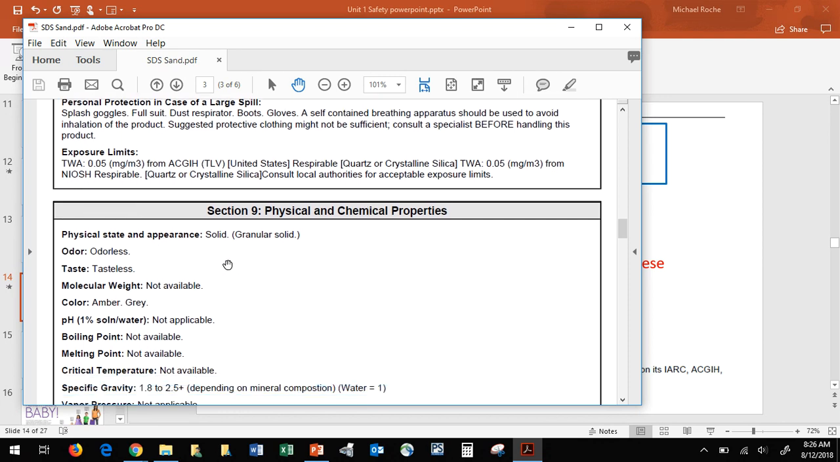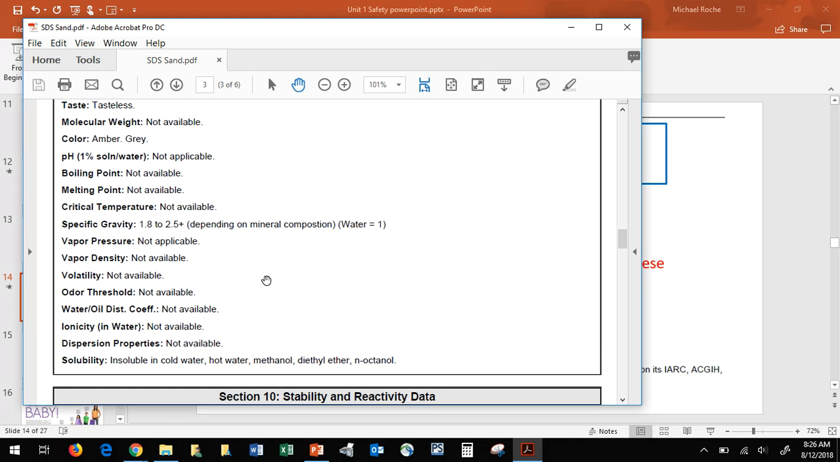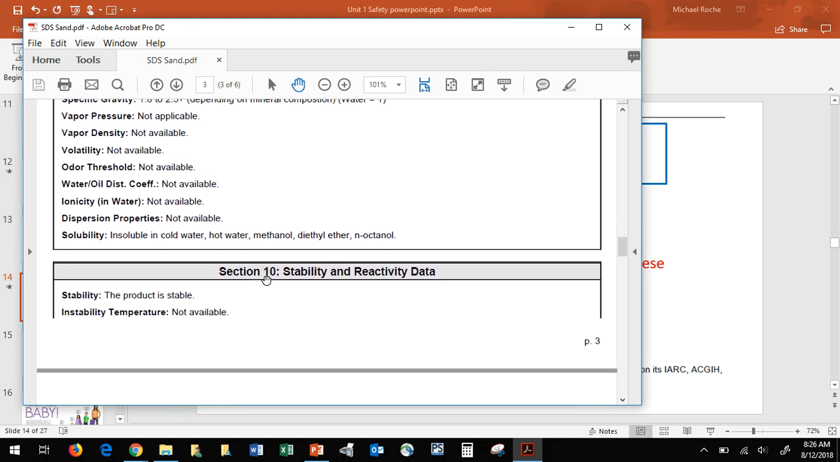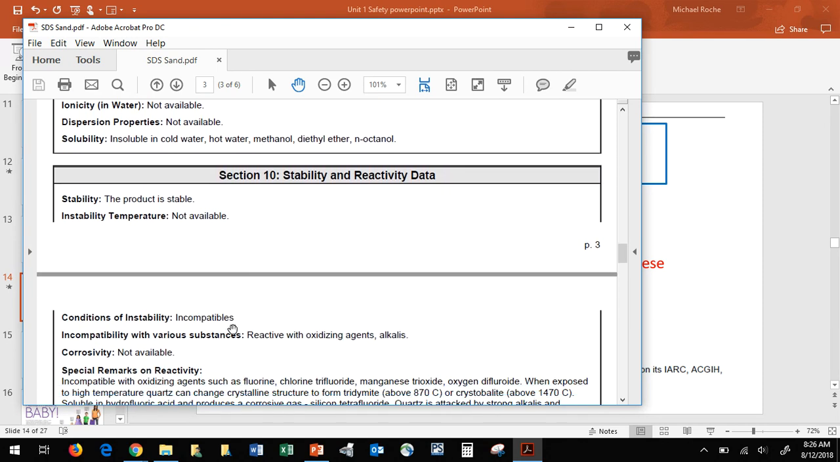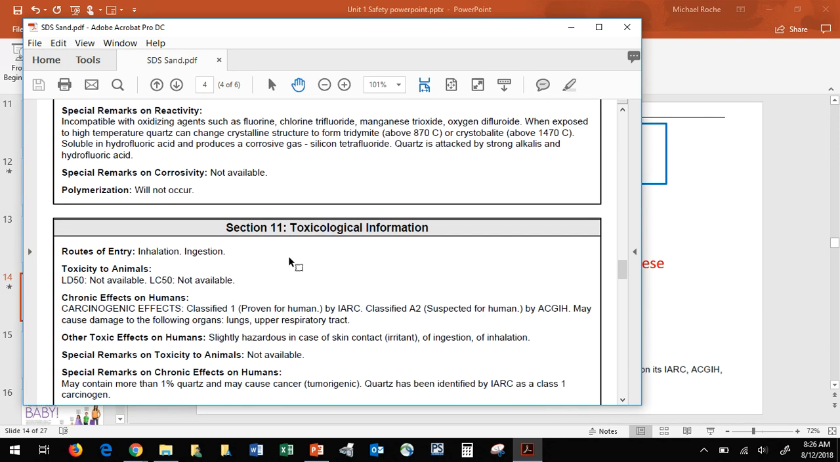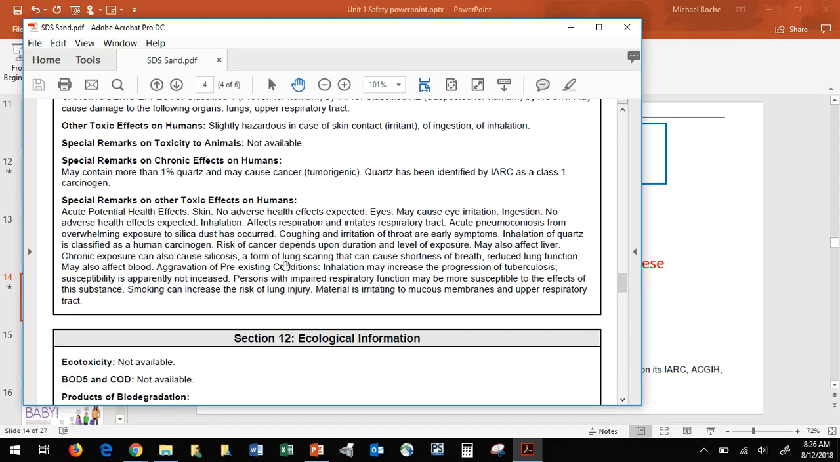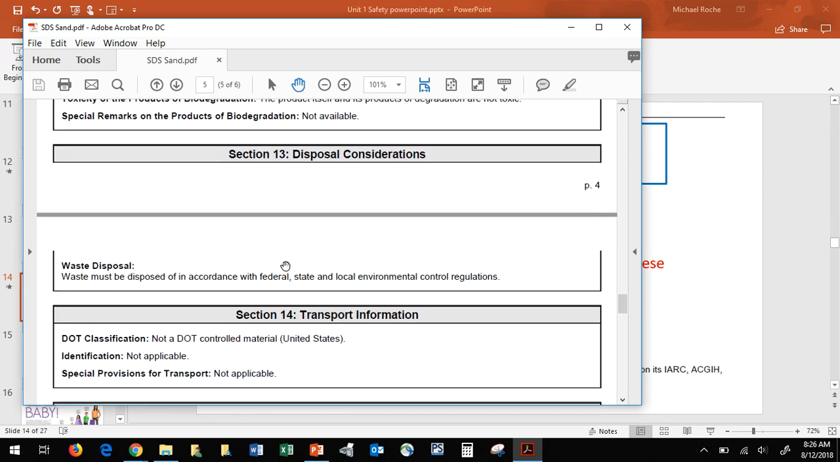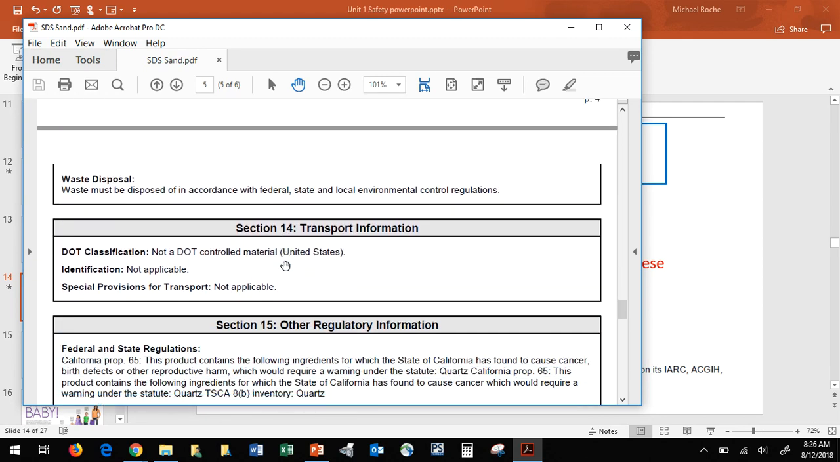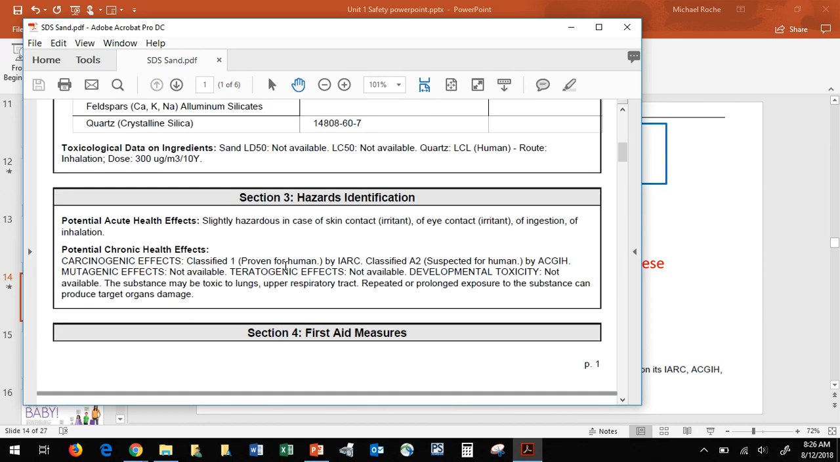It's odorless, it's tasteless. Its color is amber or gray, and not a lot of applicable. It's insoluble in water. Stability, it's pretty stable. That's good, so you don't have to worry about it. Toxicology, its inhalation and ingestion is a problem. There is no LD50, but we'll talk about that in a minute. And so let's get up higher. This is getting boring down here.